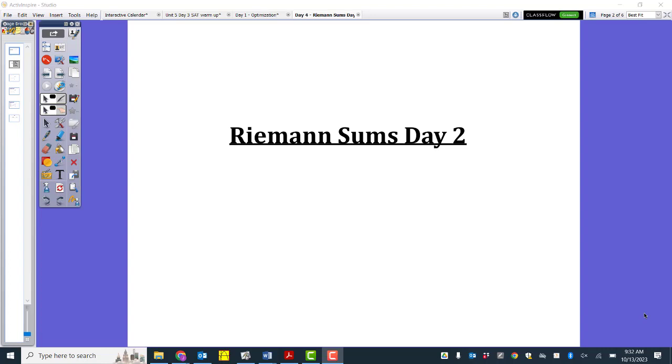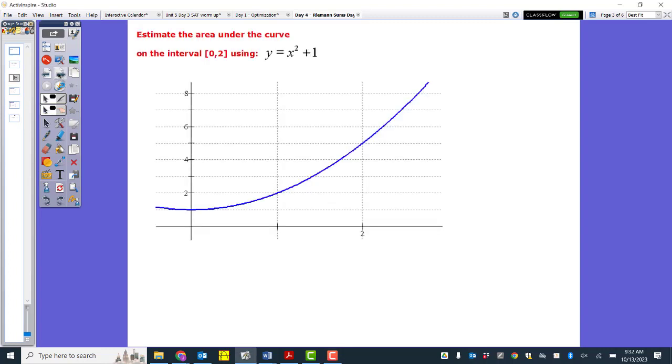All right, so this is our second day of Riemann sums. This time we're looking at the midpoint and trapezoid sum. So the midpoint sum is exactly what it sounds like. We're going to create our subintervals like with the left and right. Let's say we're doing 4 subintervals. But this time we're using the midpoint of the subinterval as the place where it touches the function.